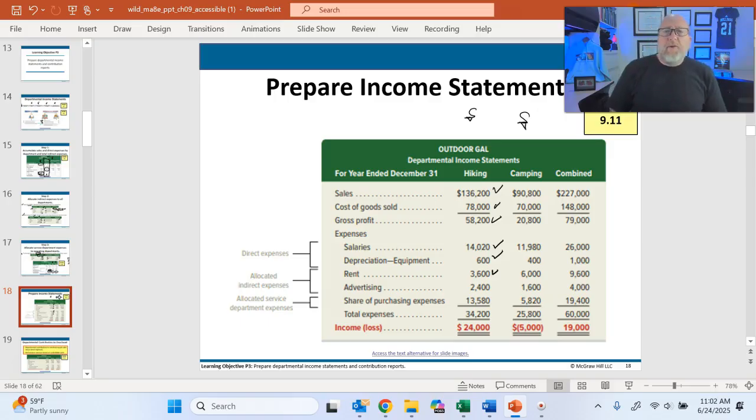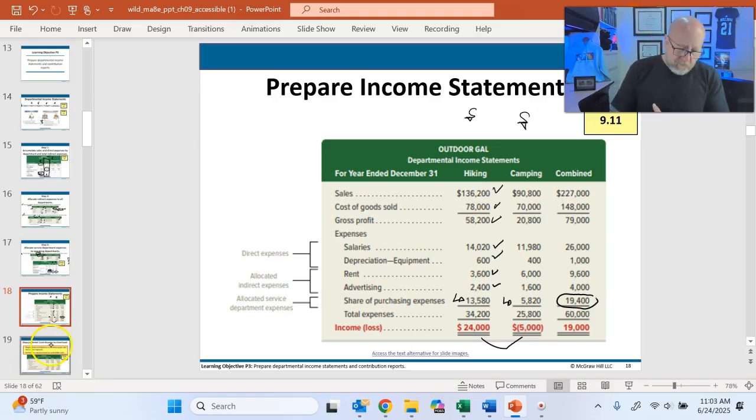camping. Then we took all the advertising that we did for the store and we allocated some of it to camping and some of it to hiking. Then we said, let's take all of the service, the purchasing department, and let's allocate some to hiking and some to camping. And now we can have income and loss for the hiking division and the camping division.